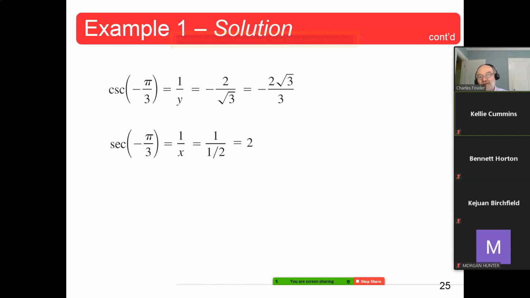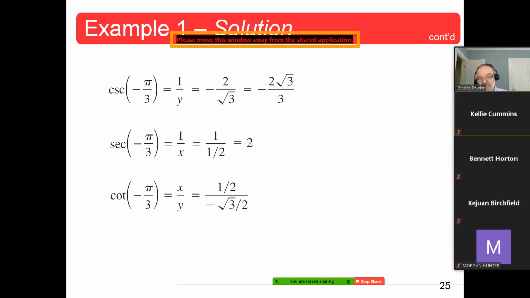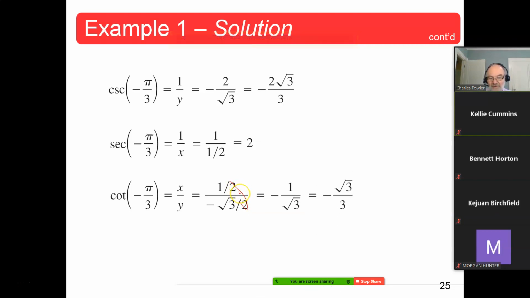And then the cotangent, which was the x over y, which would be 1/2 over negative root 3 over 2, which would be, again, the negative, the 2's in the denominators would multiply away. If I can get my pen to show up somewhere here. There it is. These will go away, and that'd be negative 1 over root 3, which you can rationalize to be negative root 3 over 3.